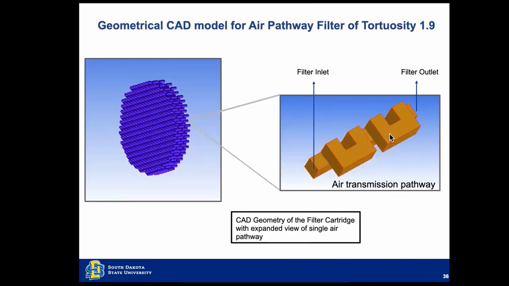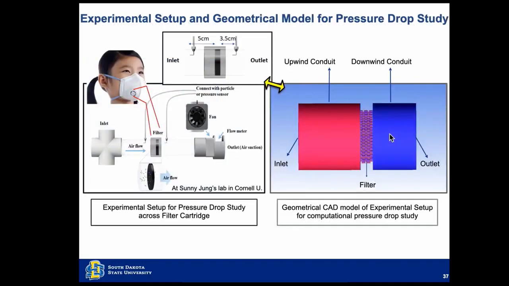On the right, you have a single pathway, and around 300 of them would go into a circular domain to make the entire filter. So this is a collaborative project. There are other groups who run the experiments. For example, the pure flow experiment is being run at Cornell, where they measured the pressure drop across the filter. And at UIUC, they're testing experimentally the filtration performance through these filters.